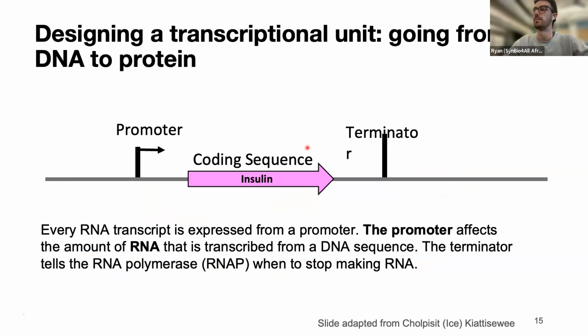So basically, we want to know how we can go from DNA to protein. And so every RNA transcript is expressed from what's called a promoter. So does anyone know what a promoter is? If people know what a promoter is, you can put it in the chat.